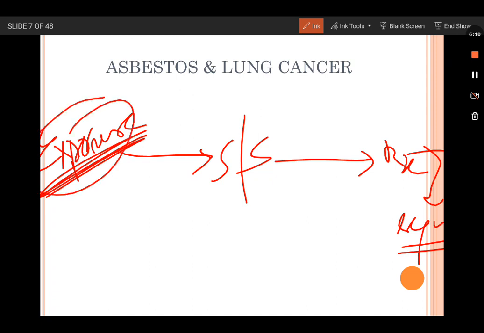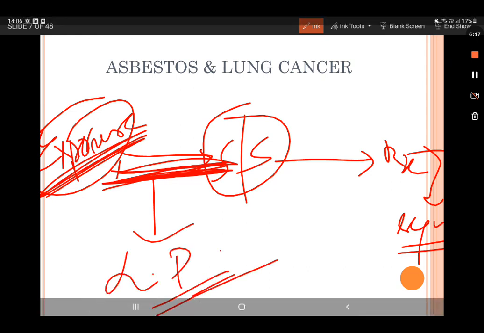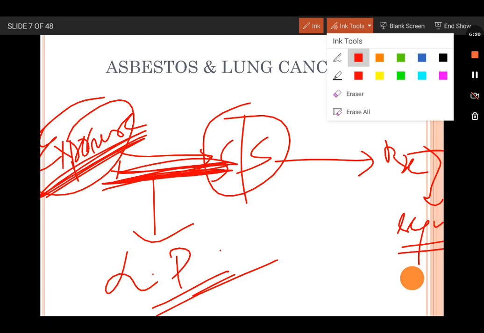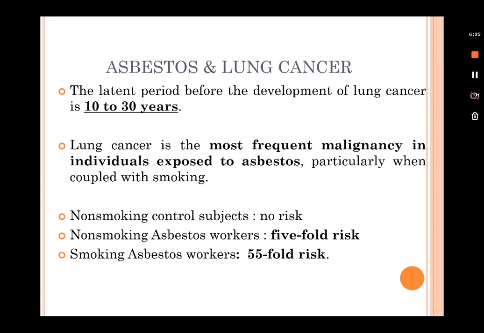Between exposure and signs and symptoms there is a time period. This time period is called the latent period. The patient is being exposed, but the signs and symptoms have not yet developed. For asbestos the latent period is 10 to 30 years. People will keep working in asbestos factories, or sometimes people in their households have asbestos in their roofs if they're not built properly. They'll keep living under those roofs and keep working in factories which have asbestos risk, and they'll not have any symptoms.